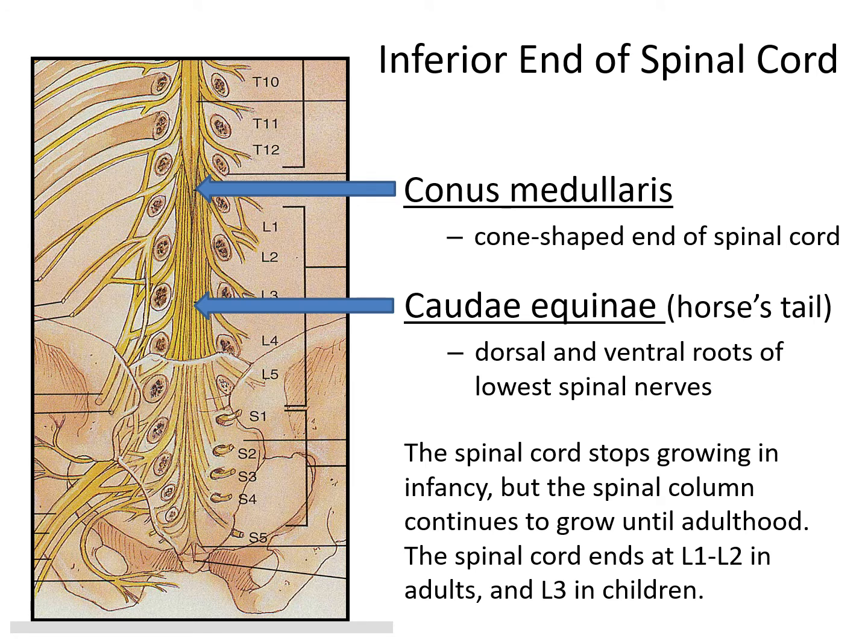In children, the spinal cord ends at about L3. But of course, children grow and the spinal cord is going to be pulled upwards. As that happens, these spinal nerves are going to extend.